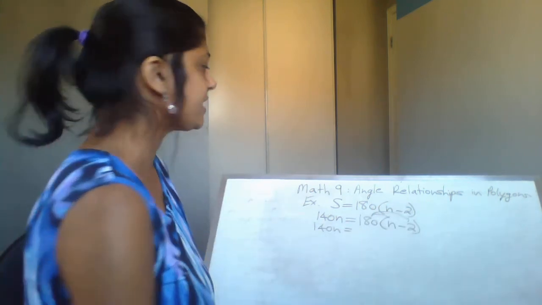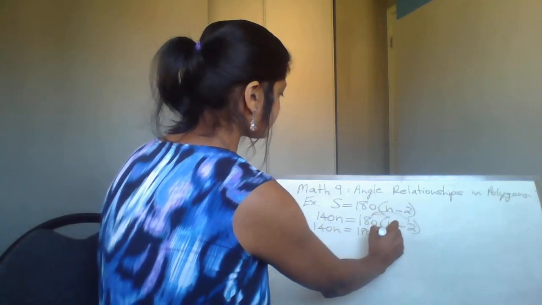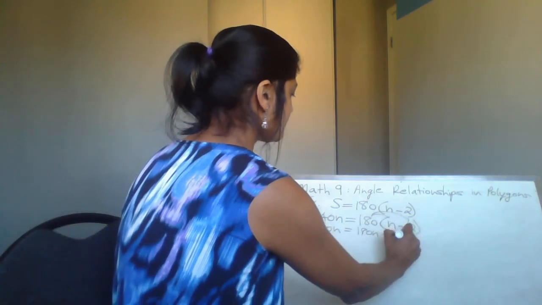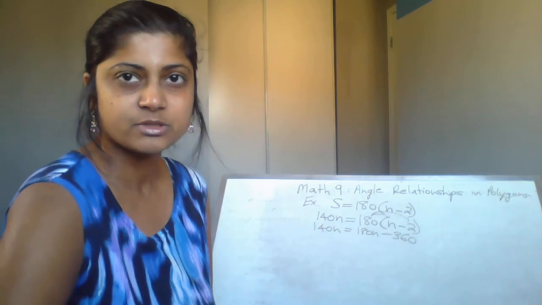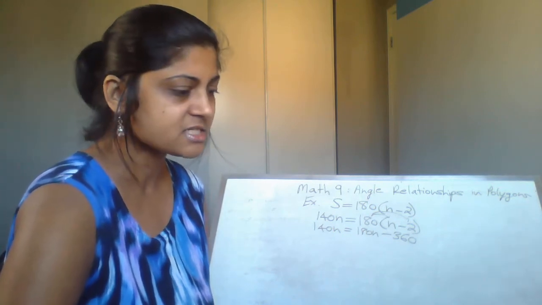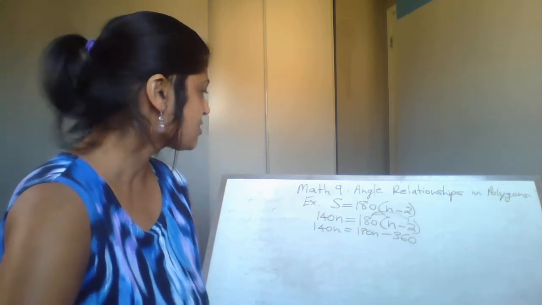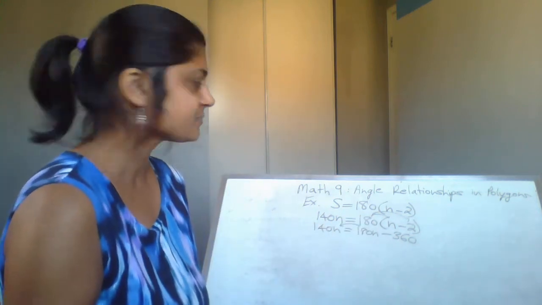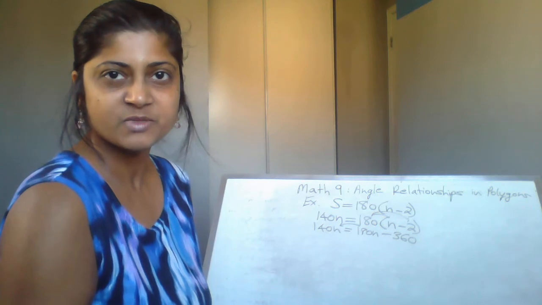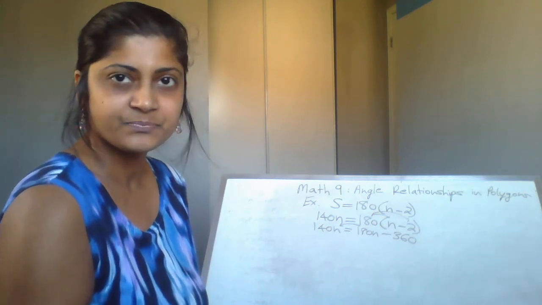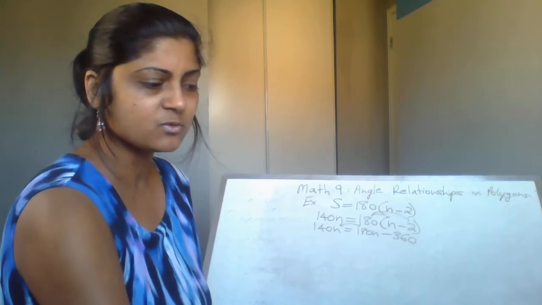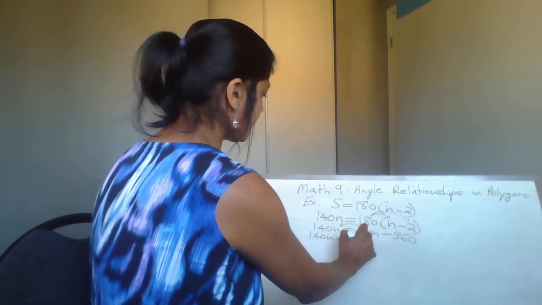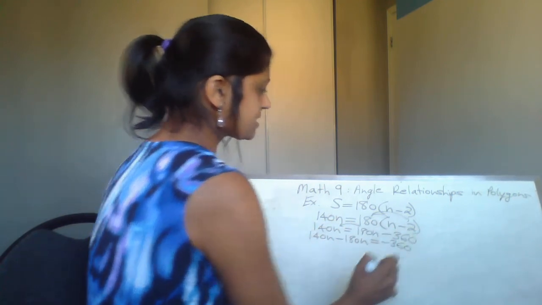So I'm going to do 180 times n, so 180n, and then you're going to do 180 times 2. So this is 360. You notice I don't need to actually put the degrees sign here. I can just leave this the same. All right. So I'm going to take over the 180n to the other side and subtract it. Again, it doesn't matter if there's a negative sign here. I can see that the 360 is also a negative, so the negative sign will cancel out. It's not that big of a deal. So we'll put 140n minus 180n equals negative 360.